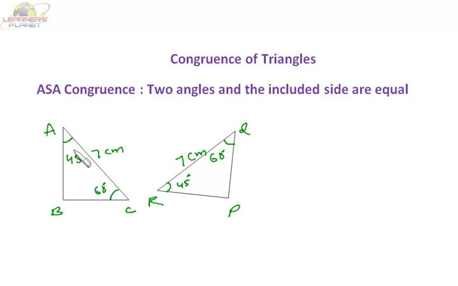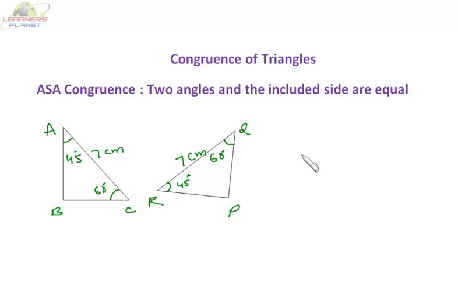In this case it is 45, 60, the angles, and the length of the line segment is 7 centimeter, and the same is in this case. So we can call these two triangles as congruent.